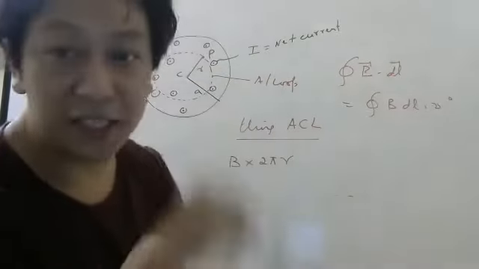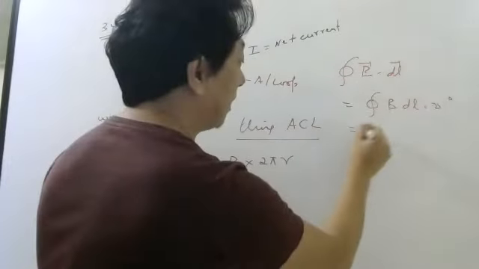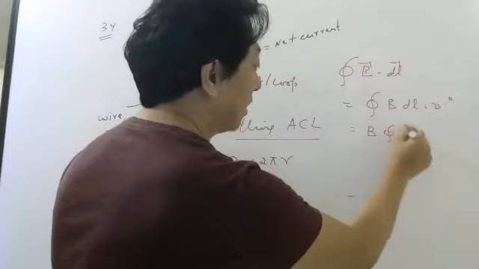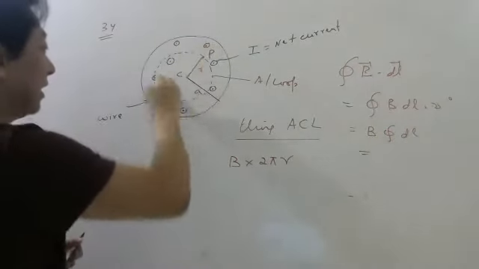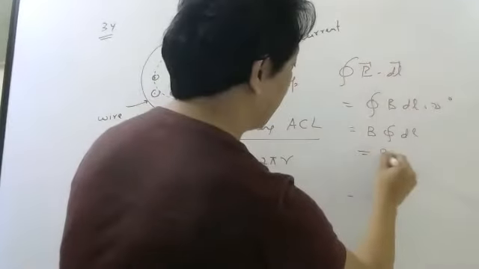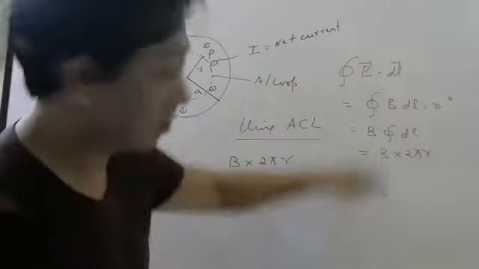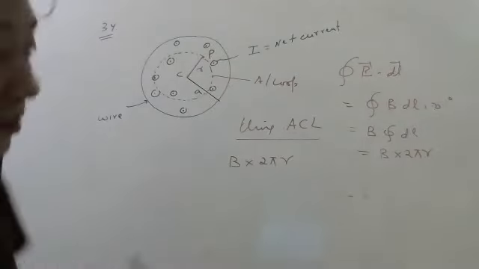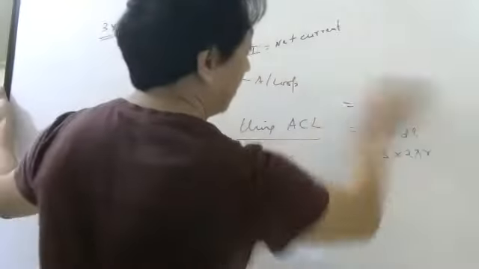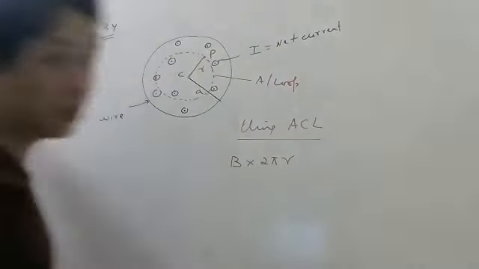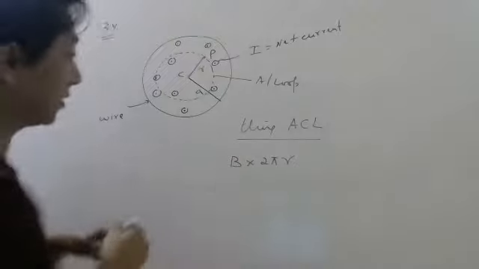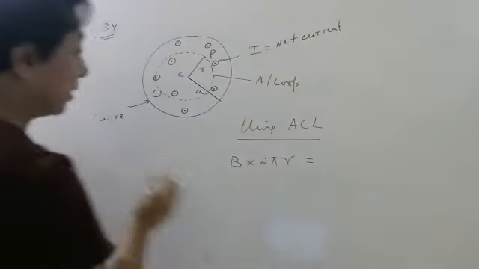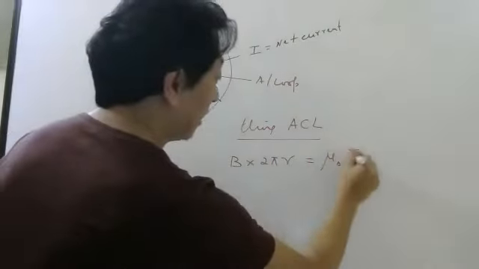Then since it is a circle, the magnetic field can be taken constant, so take it outside. Then the integration of dl will give you 2 pi r. I don't want you to waste your time in this part. I want you to memorize: if your magnetic field is circular, the best loop to choose is circular. Now I want mu naught times the current enclosed.